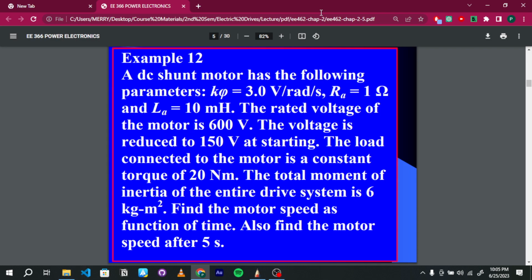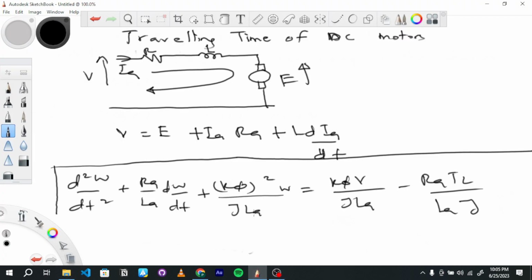This is the rated voltage, but we are working with the operating voltage. The load connected to the motor is a constant torque of 20 Newton meter, so we know TL. We know J; we've been given the moment of inertia. Find the motor speed as a function of time. That means get this expression and solve this second order equation to get omega at t.